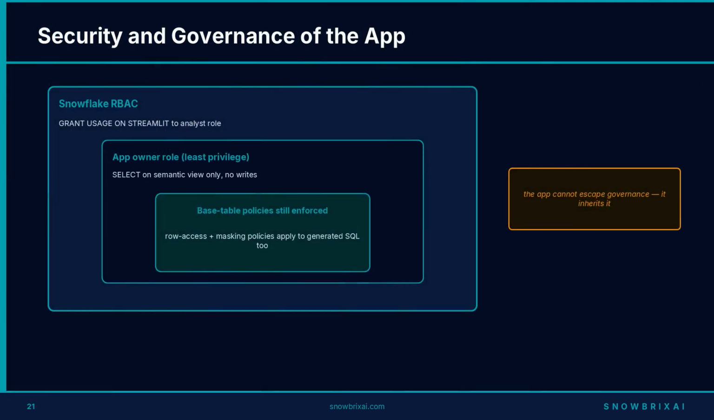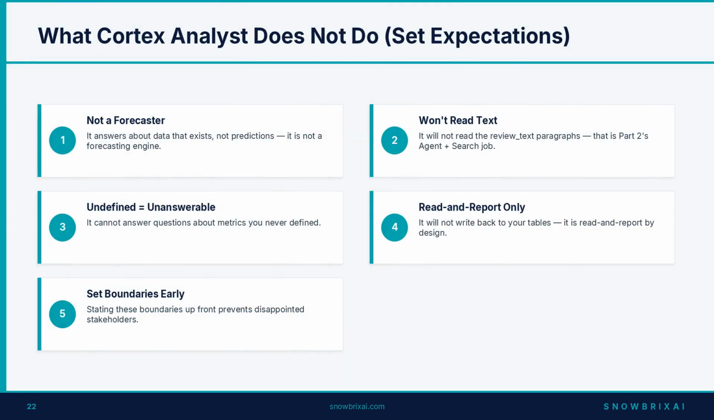Look at how governance wraps this app. Three layers, nested. The outer layer is Snowflake RBAC: grant usage on the Streamlit to the analyst role, and only that role. Inside, the app owner role runs least privilege: select on the semantic view only, no other rights. And the innermost layer, the base table policies, still fire. Row access and masking policies apply to the generated SQL too. Read the amber note: the app cannot escape governance, it inherits it. Set expectations and name what Cortex Analyst will not do. It is not a forecasting engine. It answers about data that exists, not predictions.